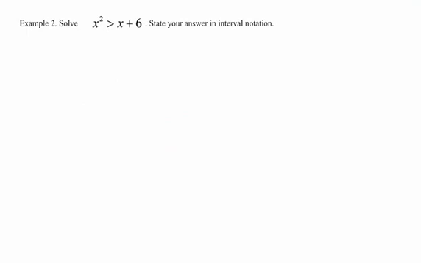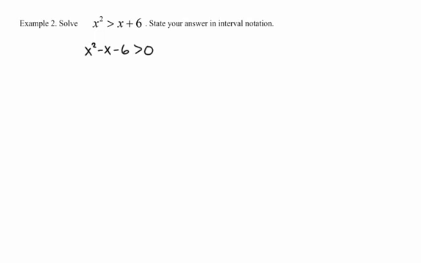So let's look at another example. Example 2. x squared is greater than x plus 6. So we need everything to one side. I always like to keep x squared positive, the leading coefficient positive, because then factoring is a lot easier. So we subtract the x and the 6 over. We want to solve when is x squared minus x minus 6 greater than 0.